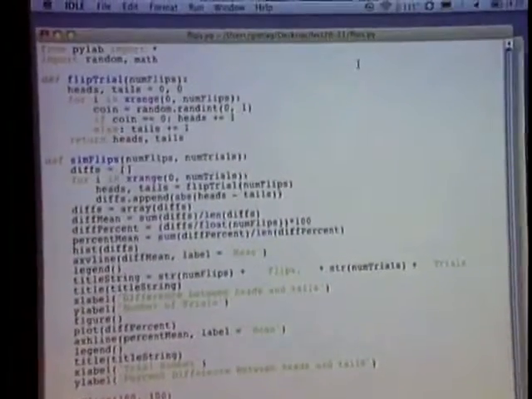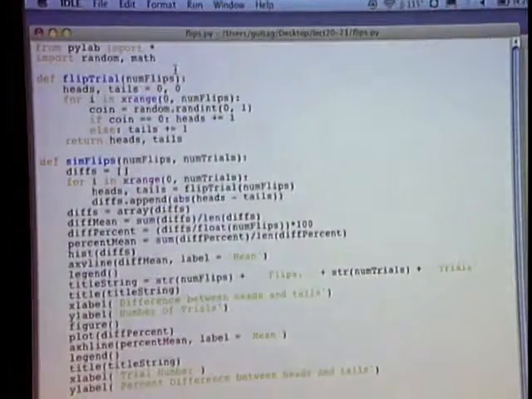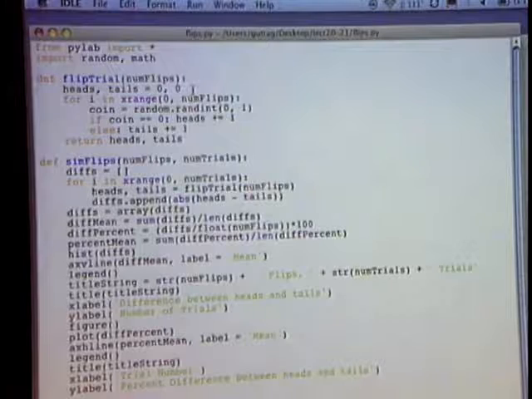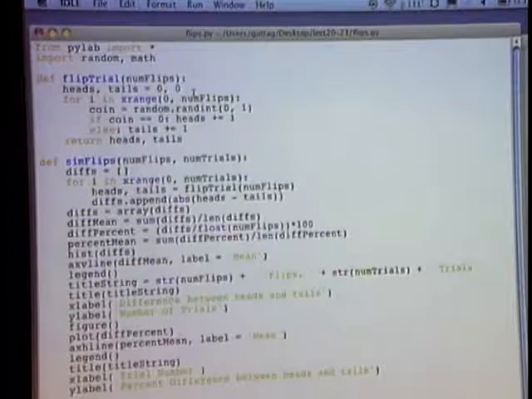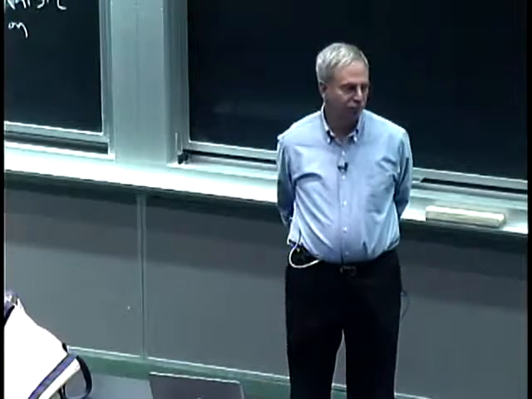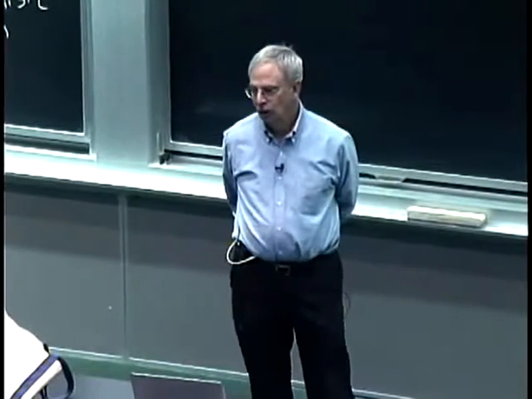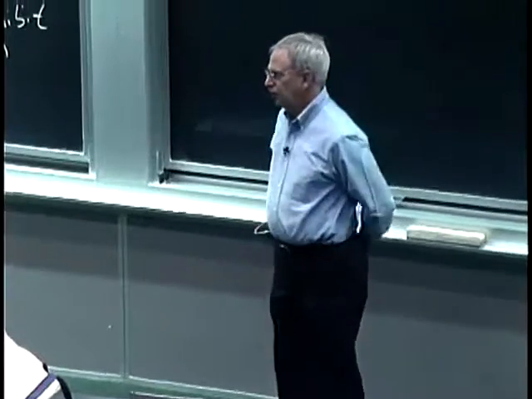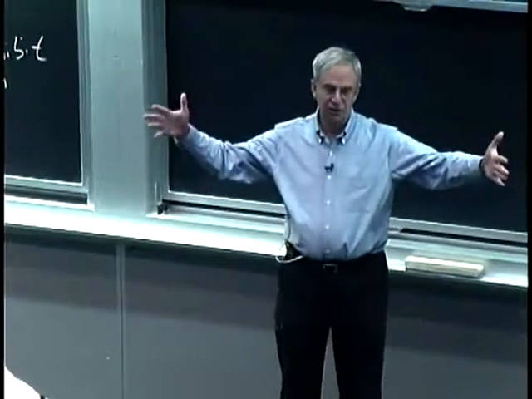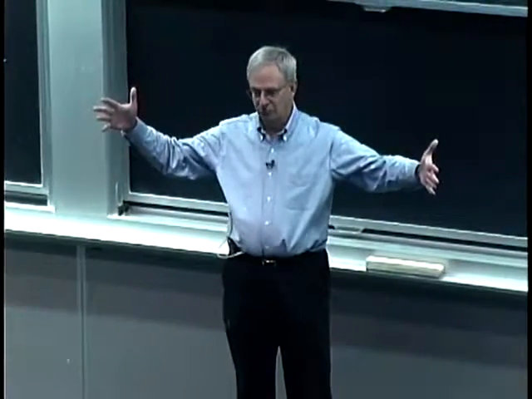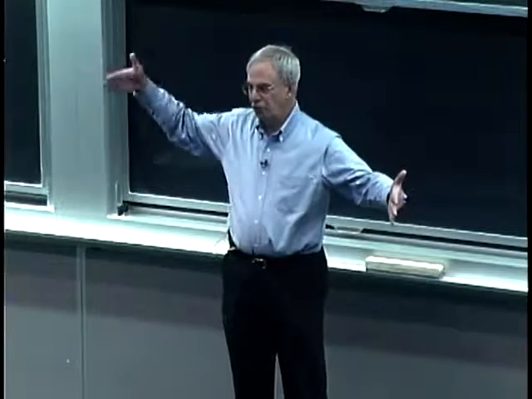So this looks like the simulations we looked at before. I've got flip trials, which says that the number of heads and tails is 0 for I in X range. What is X range? So normally, you would have written for I in range 0 to num flips. What range does is it creates a list, in this case from 0 to 99, and goes through the list one at a time.